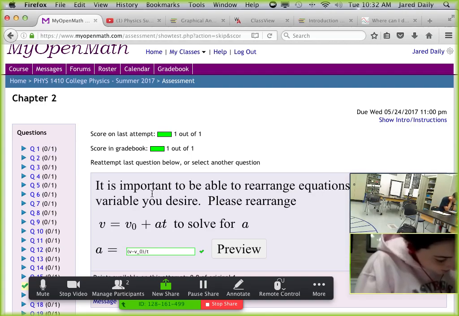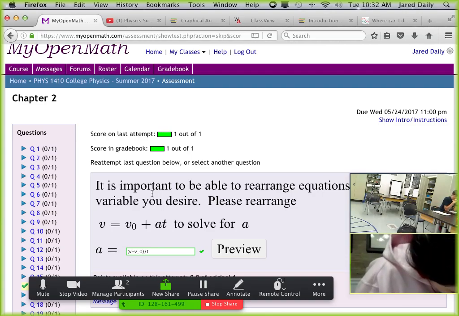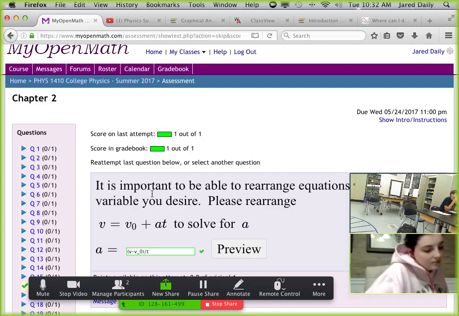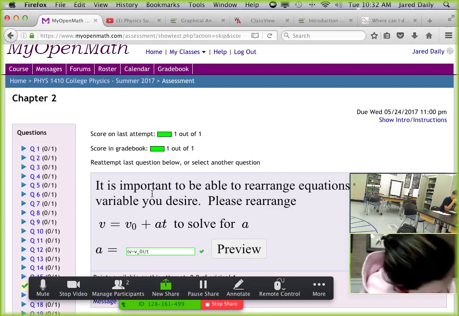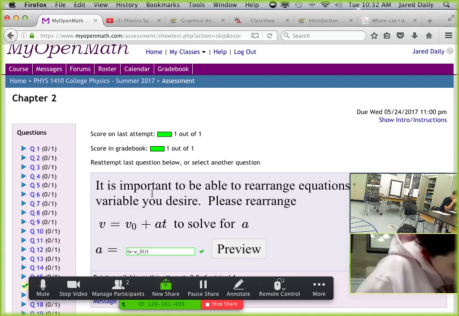I typed in 0. Well, let's try it again. V minus V 0. That looks different, but it may not be different. Wait, you have capital V's. Are those capital V's? No. V minus V underscore 0. Oops. Parentheses divided by, where's divided by?